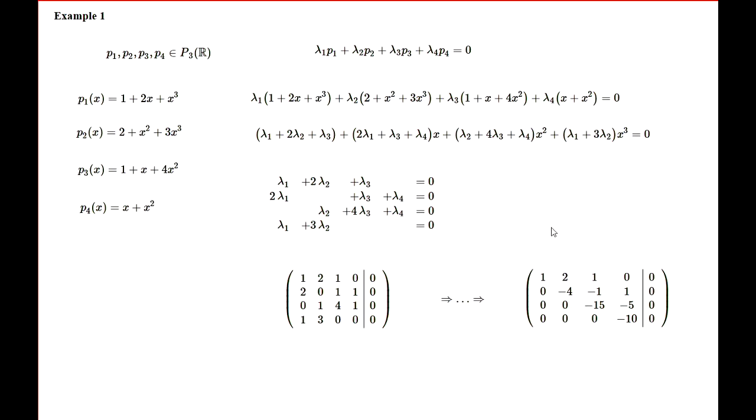If you come up with the proper chain of row operations, you will be able to convert this matrix into this row echelon form. By looking at this row echelon form, I can spot 4 leading columns. I can spot no non-leading columns on the left-hand side, which tells me that the only solution to this system of linear equations is the zero solution. Hence, my polynomials are linearly independent.